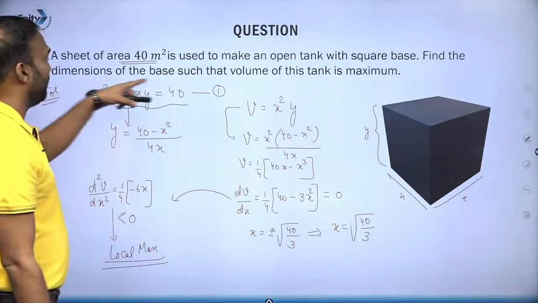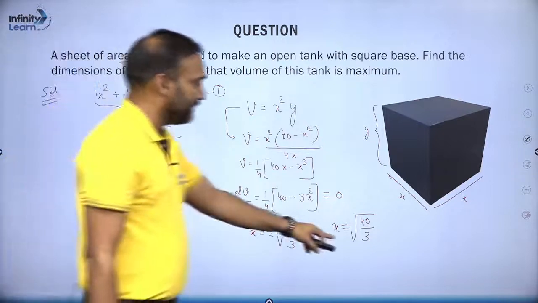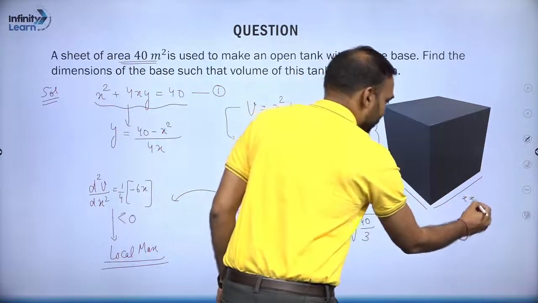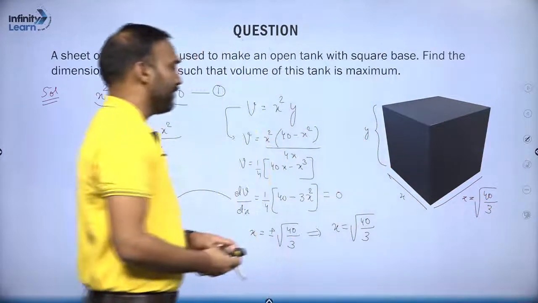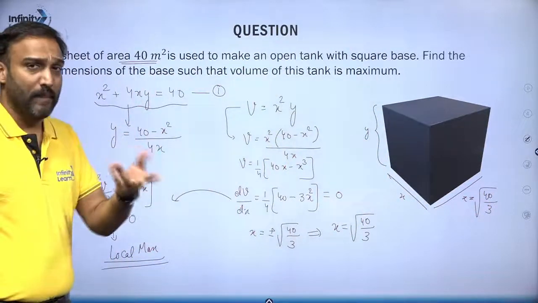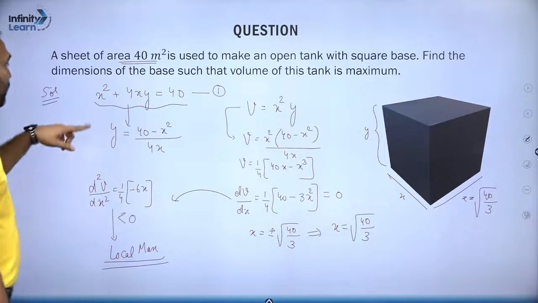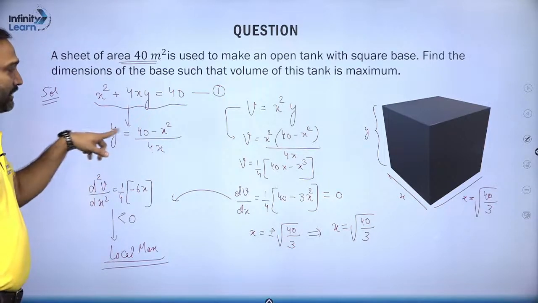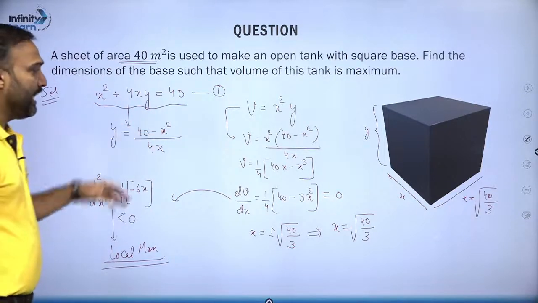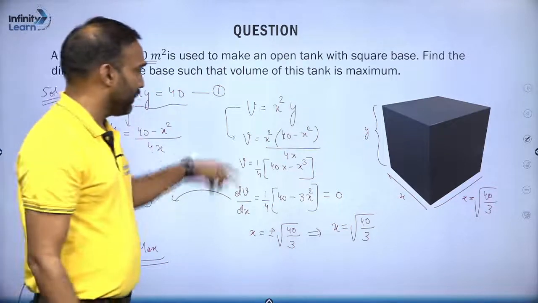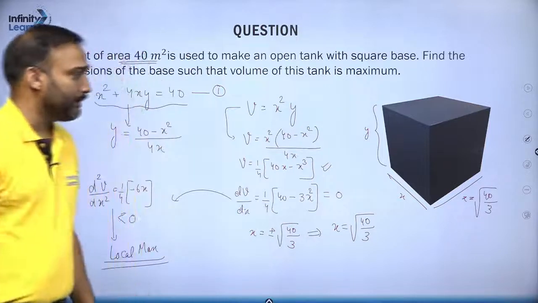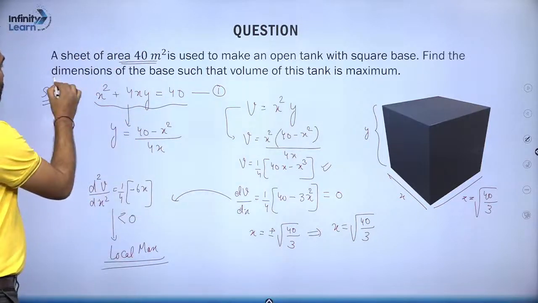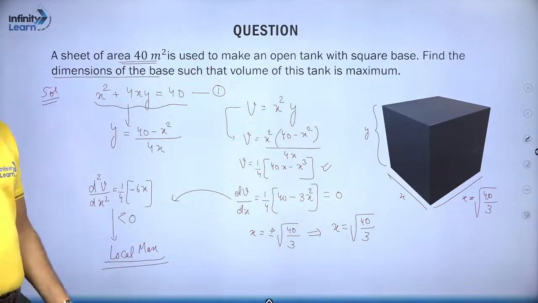I need to find out the dimension of the base. So x is root 40 by 3 and this is your answer. And let's say if in the question they ask about the y or the maximum value of the volume, you can calculate y from this expression, put x is equal to root 40 by 3, and if it asks the volume, then you can find out the volume from this particular expression and you can put x is equal to root 40 by 3. In this particular example, the question says dimension of the base only.